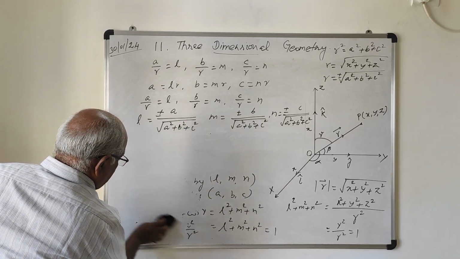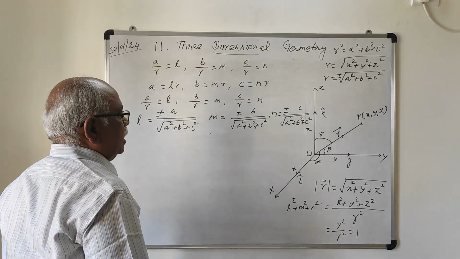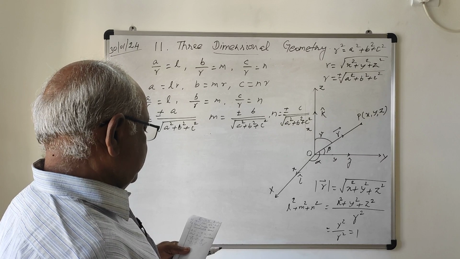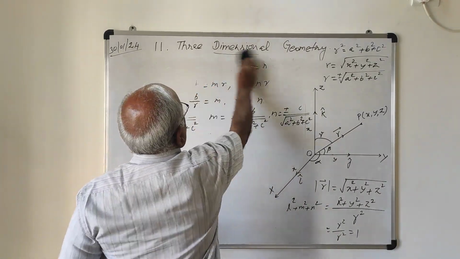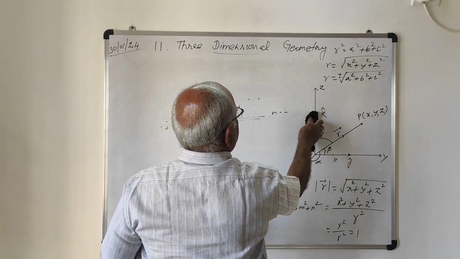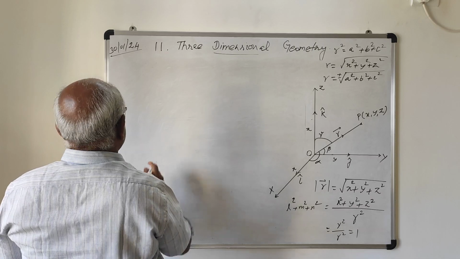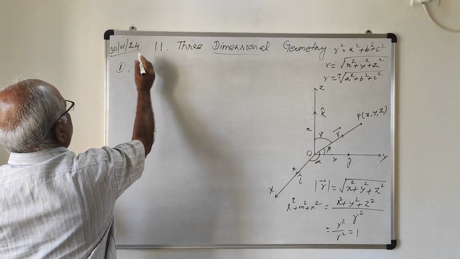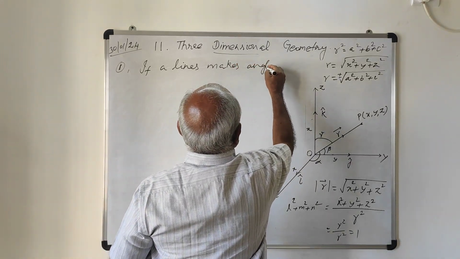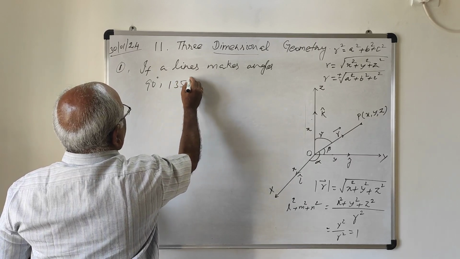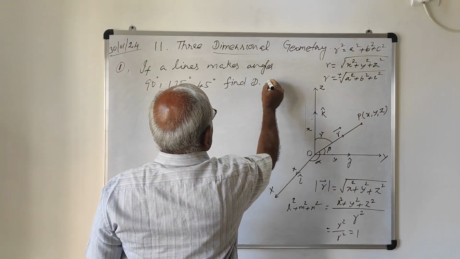Consider the problem. Problem 1. If a given line in space makes angles 90 degree, 135 degree and 45 degree with the coordinate axes, find its direction cosines. That is the problem.